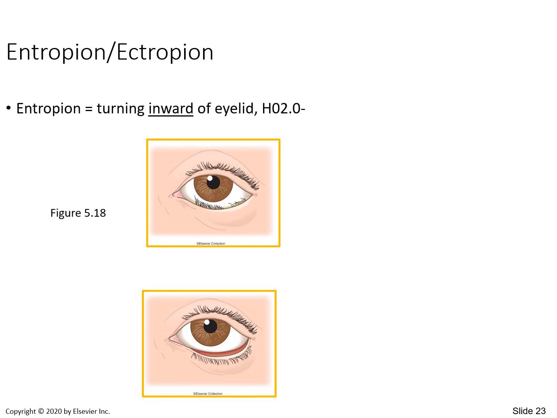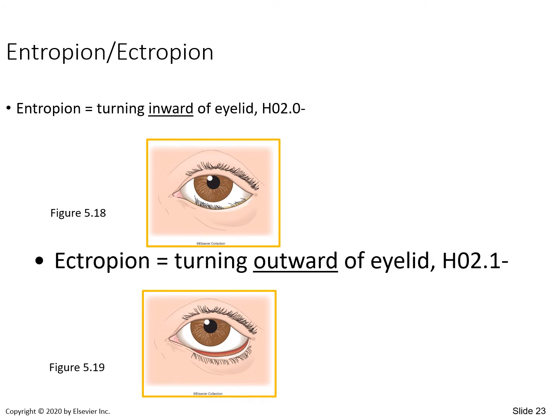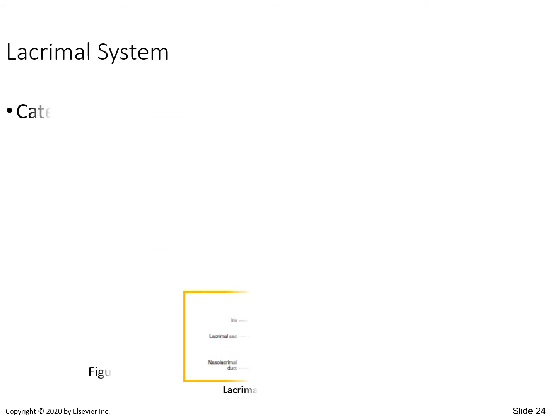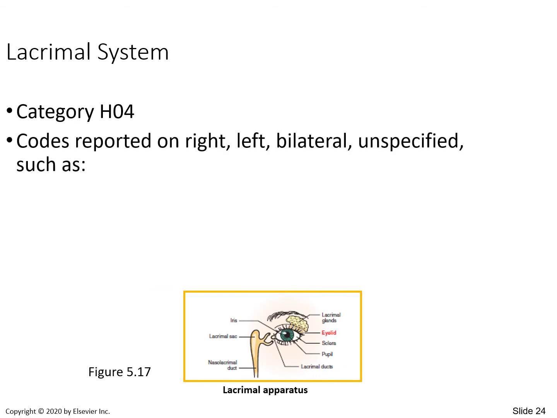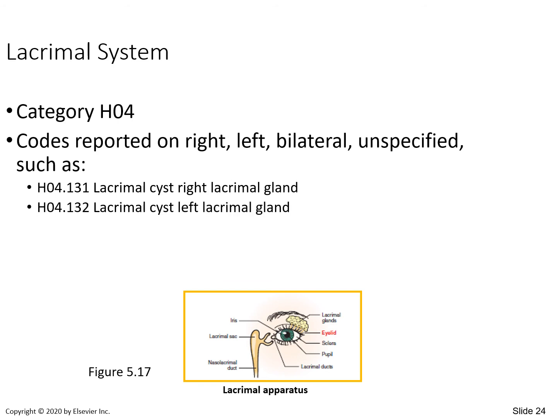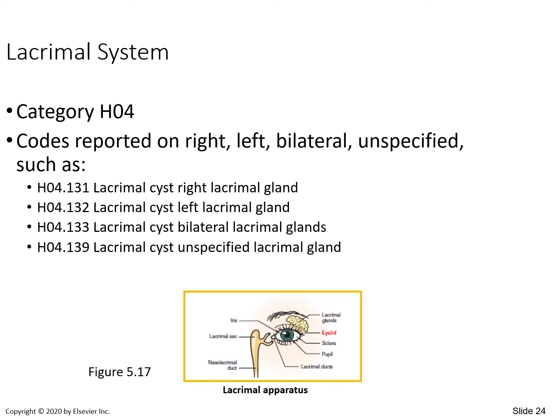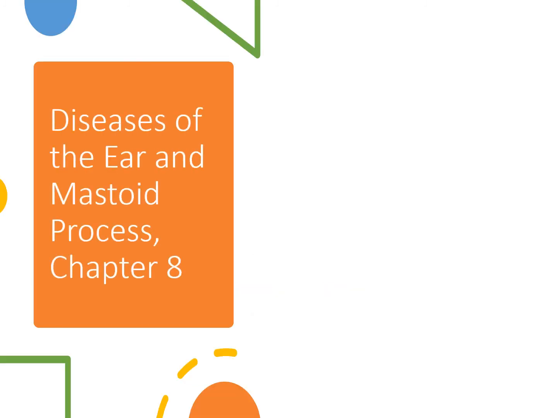So entropion, turning inward, ectropion, turning outward. The lacrimal system, there's some codes in category H04 dealing with this system, like a cyst, for example, right and left sides, or bilateral or unspecified gland.